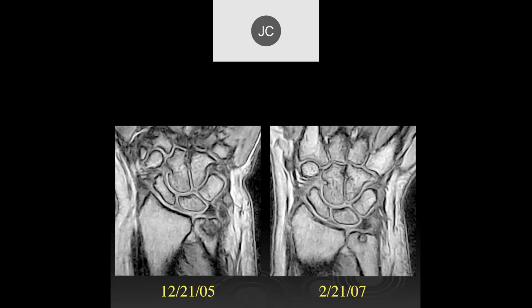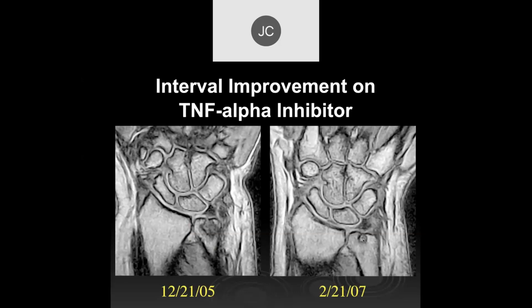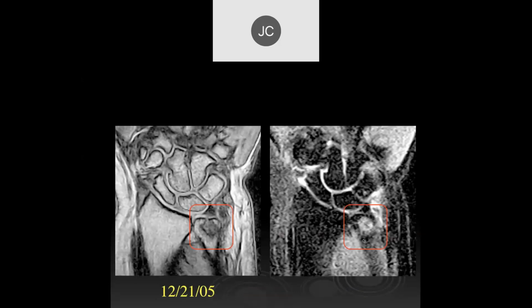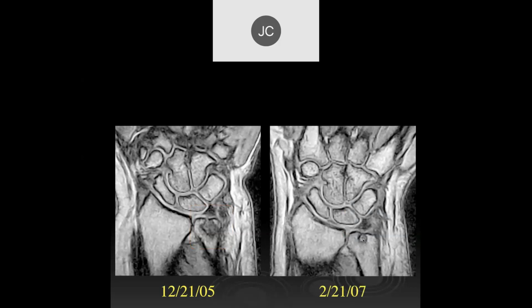Yeah, that erosion's gotten much smaller. Yeah, so these erosions can get smaller. So what's happening here? How can these get smaller?